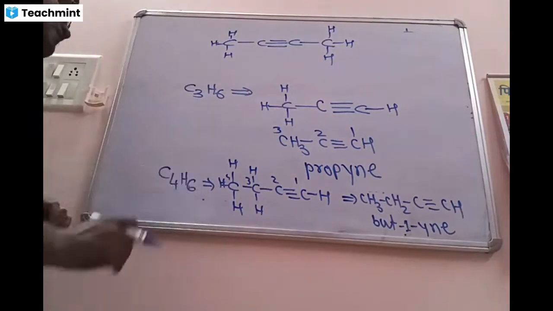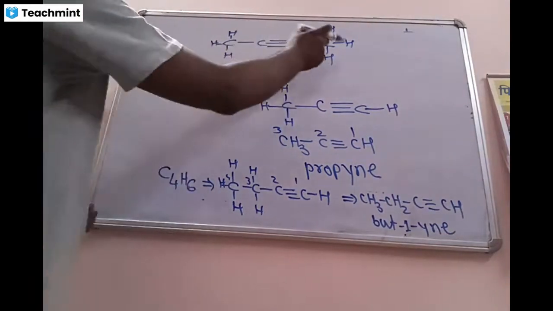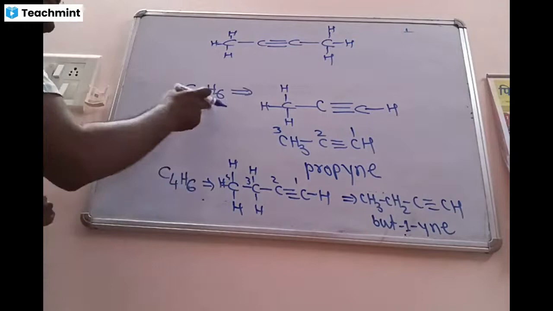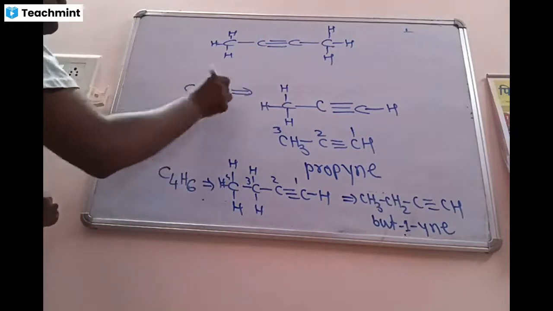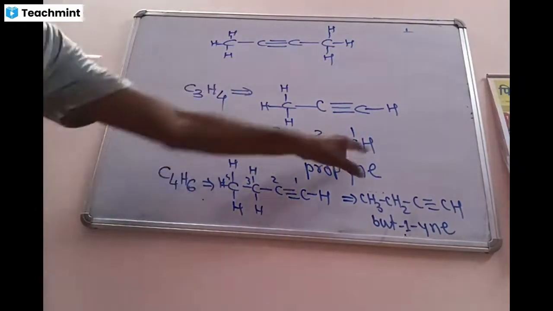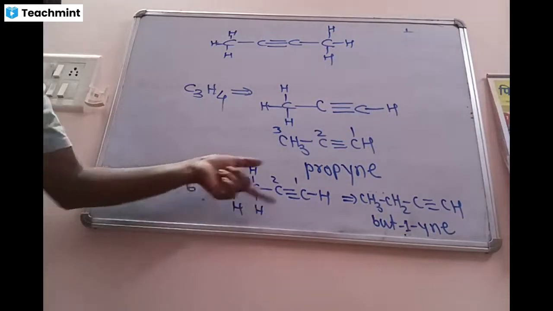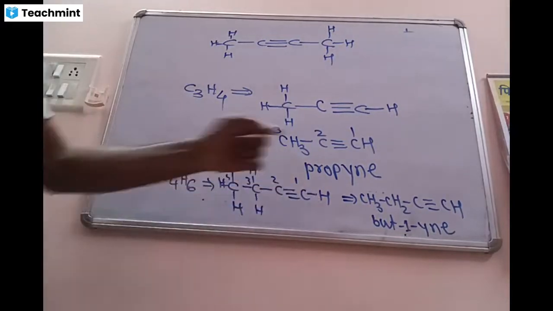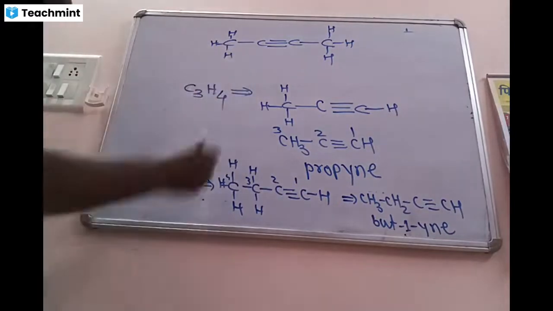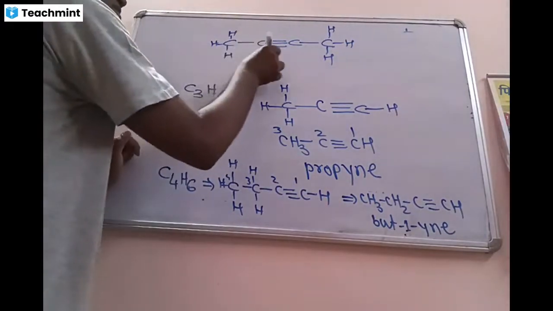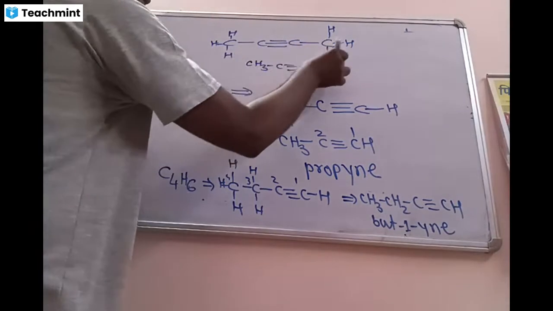1, 2, 3, 4, right? 3 plus 3, 6. Here, that should be 4. 3 plus 1, right? Yes. Here, 3 plus 2, 5. 5 plus 1, 6. So that is your butane. Now this one. So if I condense this one, then CH3, C triple bond C, single bond CH3.